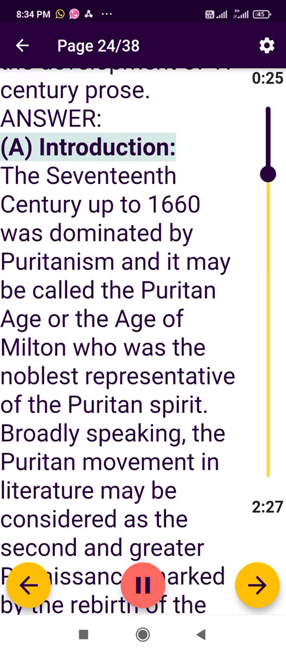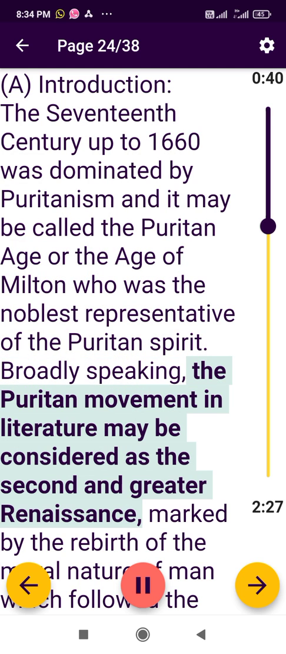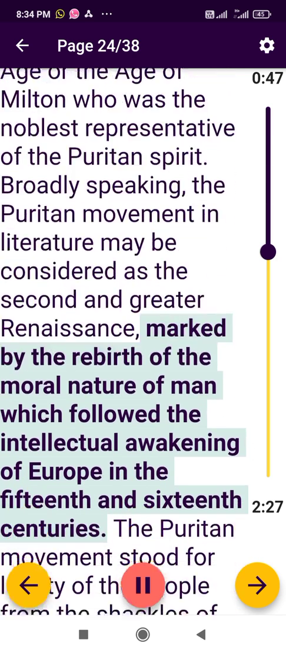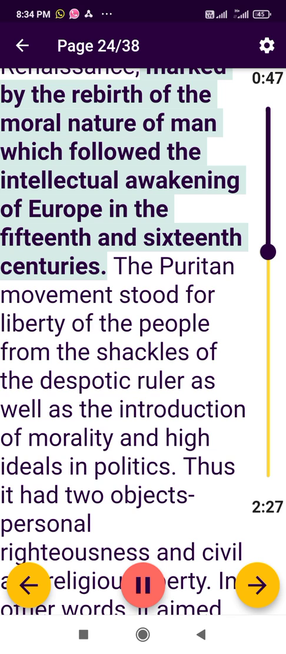Answer. A. Introduction. The 17th century up to 1660 was dominated by Puritanism, and it may be called the Puritan Age, or the Age of Milton, who was the noblest representative of the Puritan spirit. Broadly speaking, the Puritan movement in literature may be considered as the second, and greater Renaissance, marked by the rebirth of the moral nature of man, which followed the intellectual awakening of Europe in the 15th and 16th centuries.